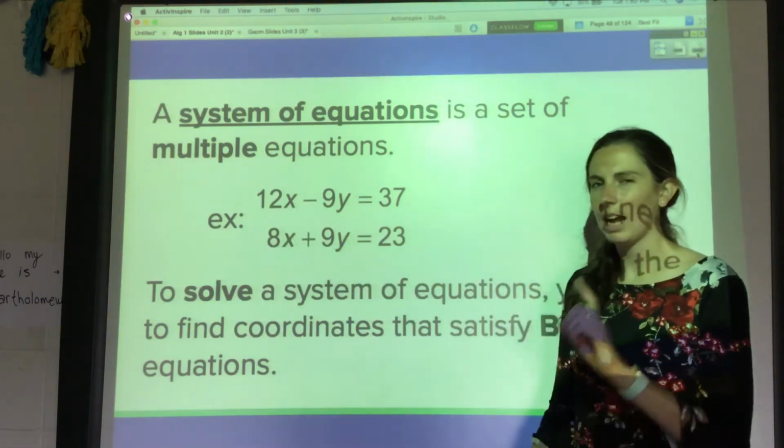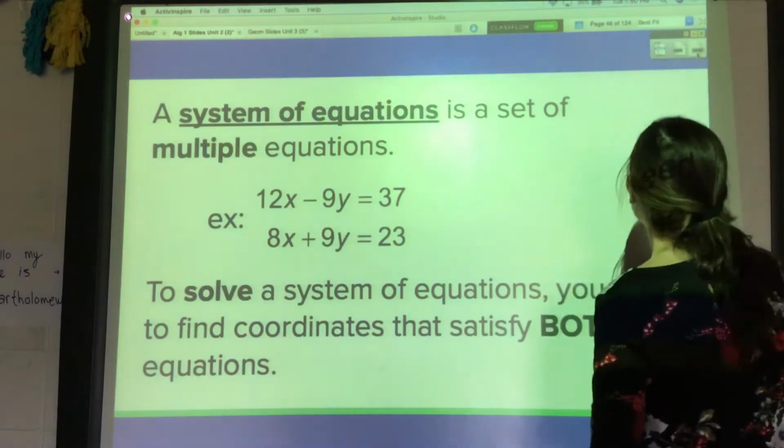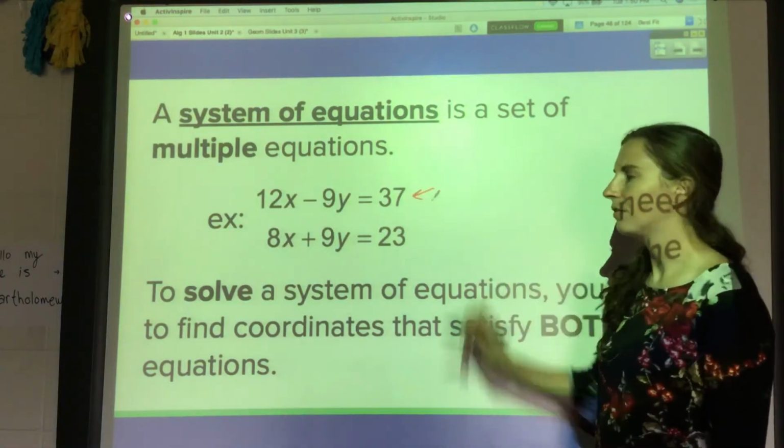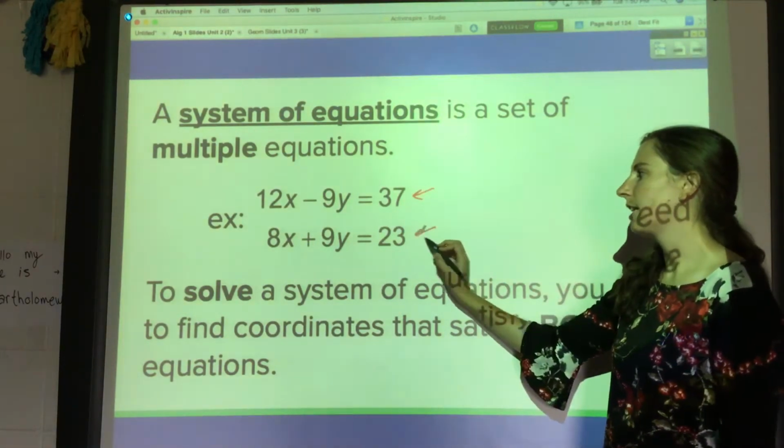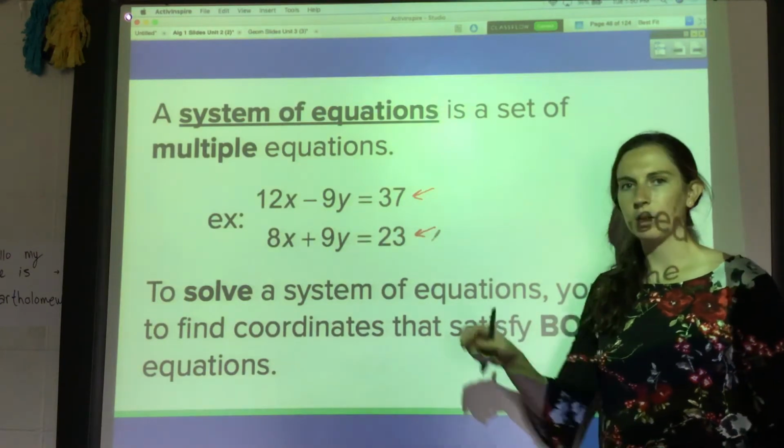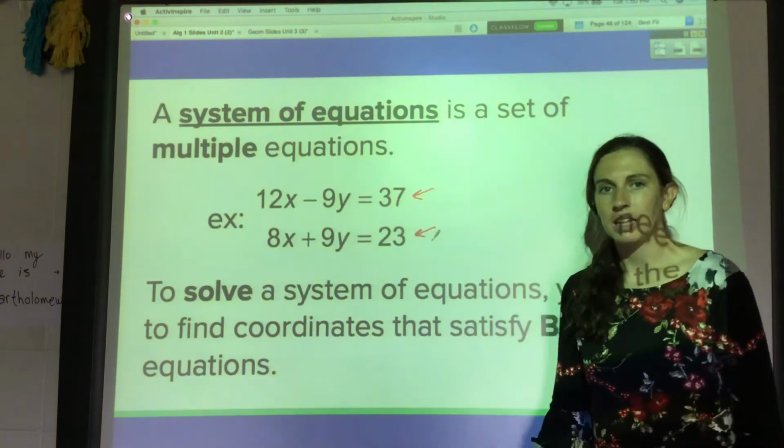And usually that only happens one time. Like this equation is going to have infinite solutions. This equation has infinite solutions. But if we're looking at what works for both of them, that's pretty rare.